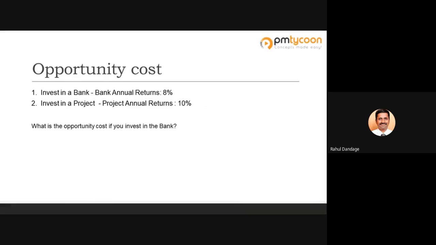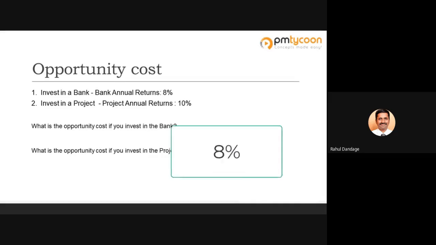Now, if I use the same example, what is the opportunity cost of the money if invested in the project? And I believe you got it right. The answer is 8%, because you're losing 8% that you could have gotten from the bank if you have invested the money in the bank instead of a project.